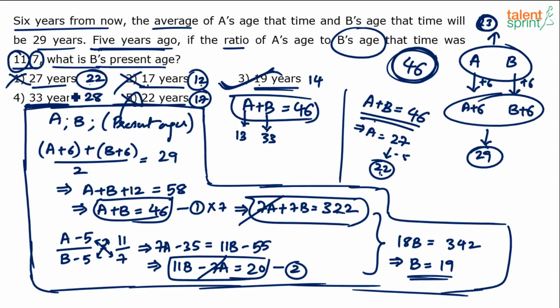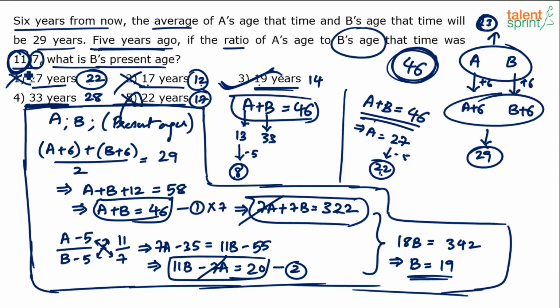According to option 4, B's present age is 33, and it satisfied the conditions related to B. Let us check if it satisfies the conditions related to A or not. If B's present age is 33, A's present age should be 13. Only then the sum will become 46. If A's present age is 13, what was A's age 5 years ago? 13 minus 5 is 8.